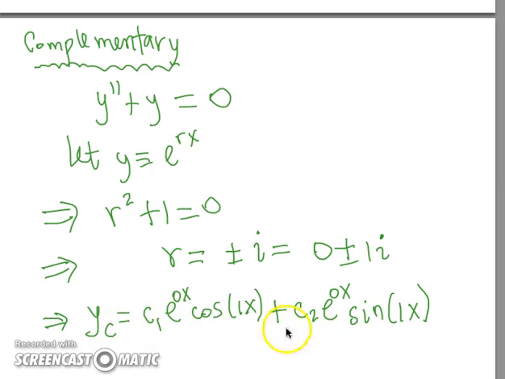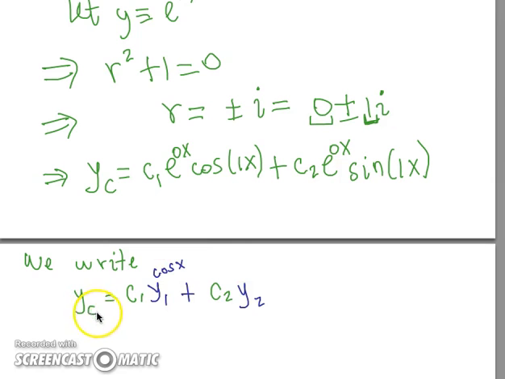Where c1 and c2 are constants, and we're using the real part as the argument of the exponential, and we're using this number 1 as part of the argument of cosine and sine. So we can write y sub c as constant c1 times y sub 1 added to constant c2 times y sub 2, where y1 is cosine of x and y2 is sine of x. This is another way of saying that the complementary solution is a linear combination of cosine and sine.